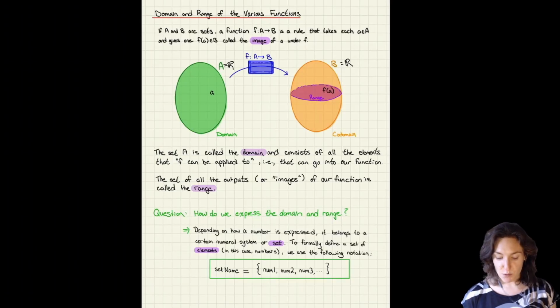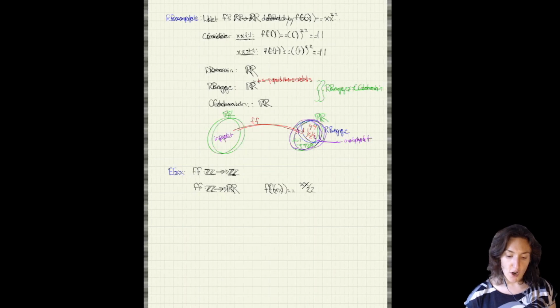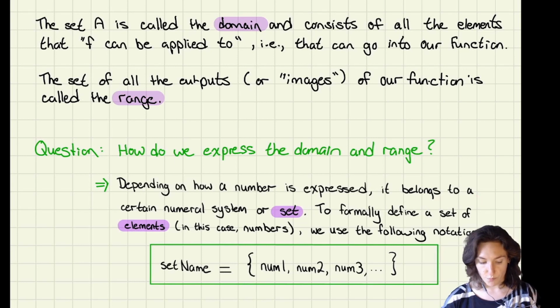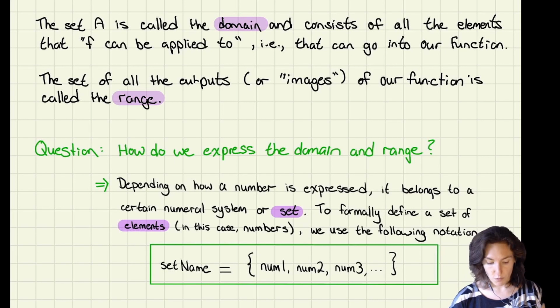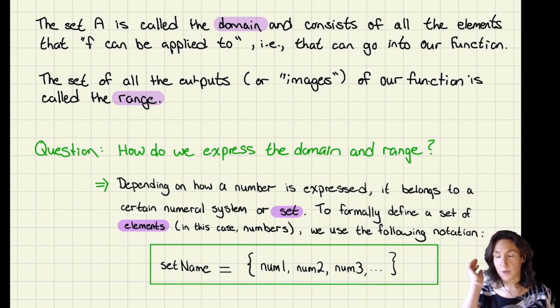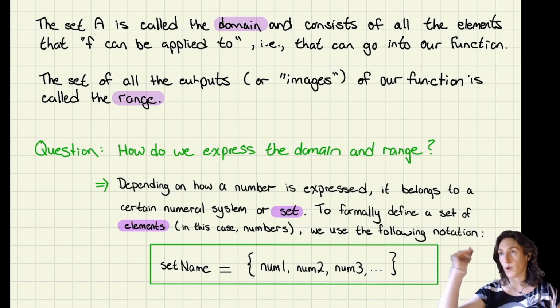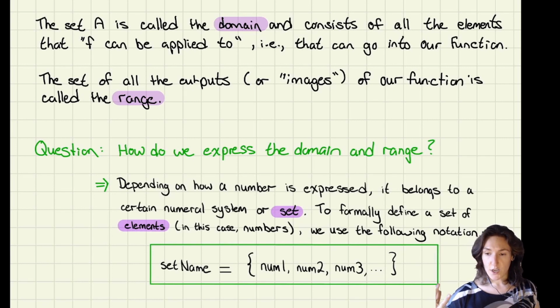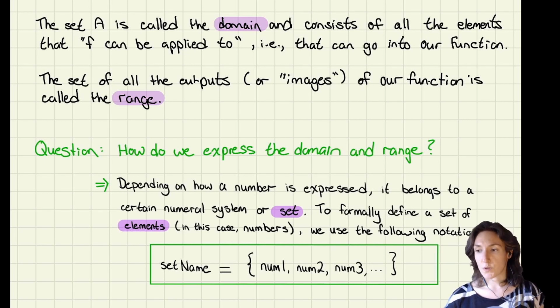How do we express the domain and range? When you're talking about a set, it is a type of number system. Depending on how a number is expressed, we put it into a certain group or numerical system, which is called a set. So in my head, typically when I think of a set, I think about a house or a big bubble that contains certain mathematical objects. A set basically contains certain types of numbers or elements that all follow certain rules.